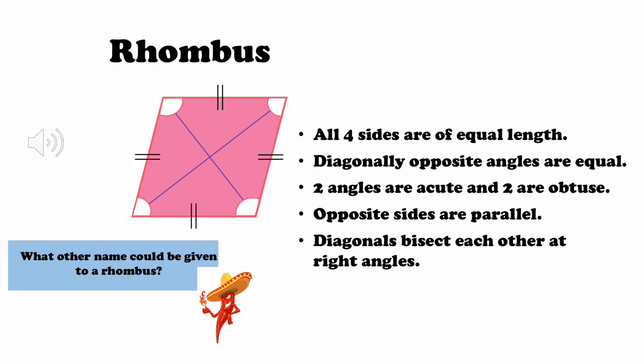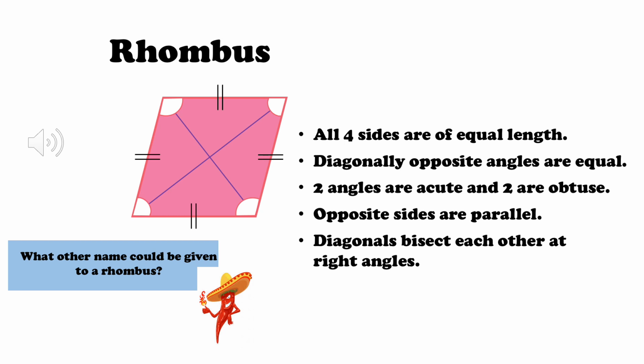So on the screen in front of you, you will see the properties of a rhombus. The rhombus has 4 sides of equal length. They have diagonally opposite angles which are equal. 2 of the angles on the rhombus are acute, which means they're less than 90 degrees. We're going to be looking at that a little bit more next week. And 2 are obtuse, which are larger than 90 but less than 180. You will also see that the opposite sides are parallel.